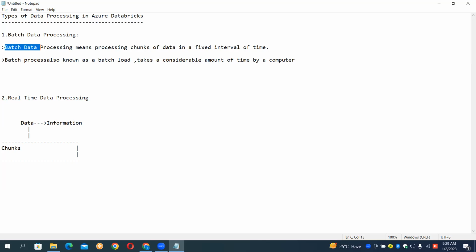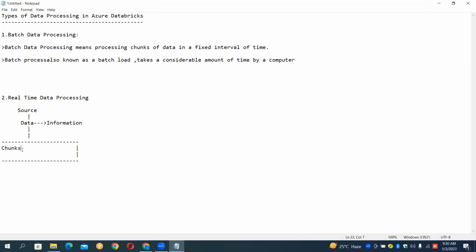I understand. Batch data processing means processing the chunks of data in a fixed interval. You will have data, and you get it from the source system, any source system. Once you get the data from any source, suppose the data you are receiving is a very huge amount, say in petabytes, a very huge volume.